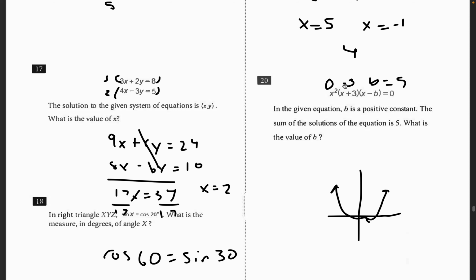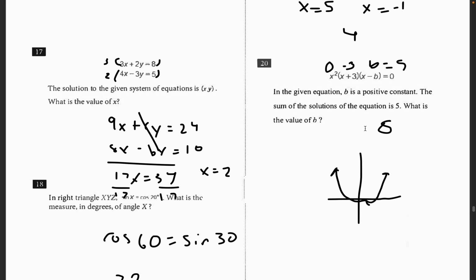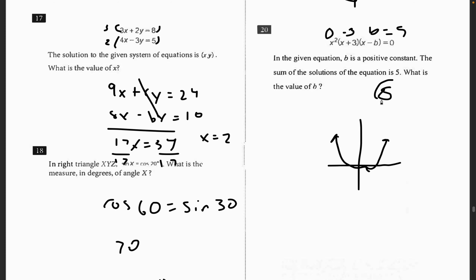So then what is b? 0 plus negative 3 is negative 3 plus b equals 5. Add 3 on both sides, b equals 8. So b is 8. Negative 3 plus 8 equals 5, yeah. What is the value? B is 8.